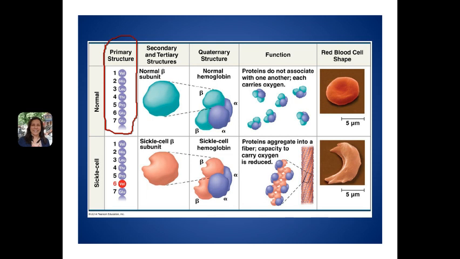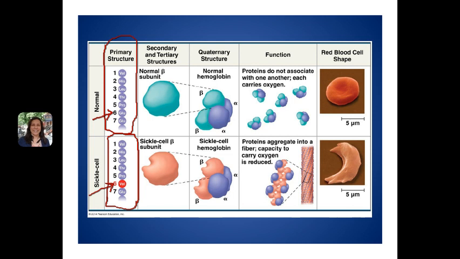Compare that with the primary structure of the mutated form of beta globin, the one that is found in the most common form of sickle cell anemia. Notice that there is a change in amino acid number 6. In the normal version, amino acid number 6 is glutamic acid. In the mutated version, it is valine. So that is the only change in 146 amino acids in the total polypeptide chain.